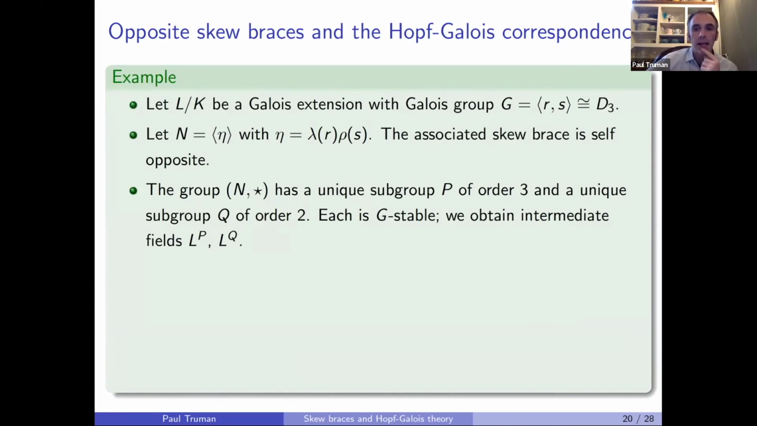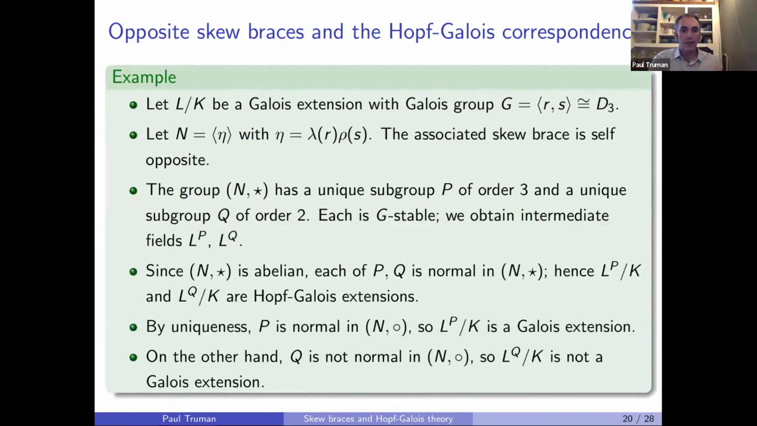So here's my running example again. I've got my D3 Galois extension with my Hopf-Galois structure of cyclic type. So my N group here is cyclic. Because N with star is cyclic, it has a unique subgroup of order 3 and a unique subgroup of order 2. By uniqueness, each of those is G-stable, and that means I get these intermediate fields, L fixed by P and L fixed by Q. And because N with star is abelian, each of those is normal. So L fixed by P down to K and L fixed by Q down to K are certainly Hopf-Galois extensions.